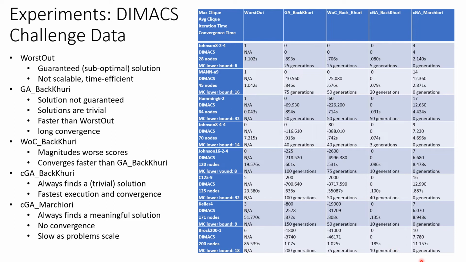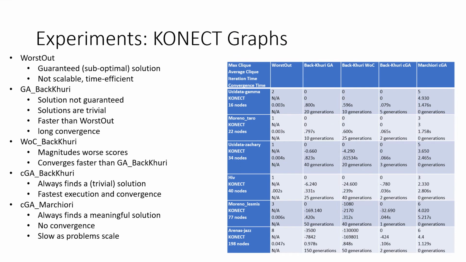So theoretically, this framework is a solid foundation, but there's still something going wrong, which we see solved with using the heuristic genetic algorithm proposed by Marchiori. At this point, we actually see non-trivial solutions every time, even though the execution time starts to increase noticeably. These trends continue for the KONECT graphs.